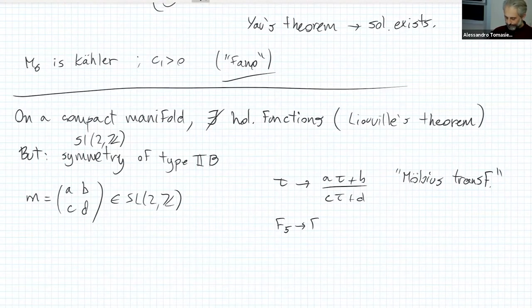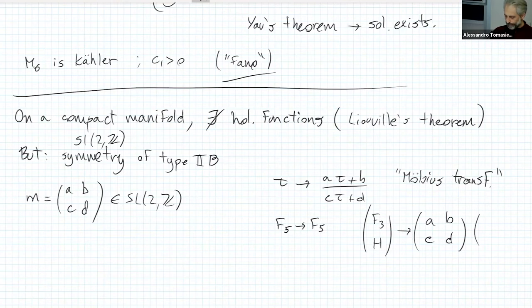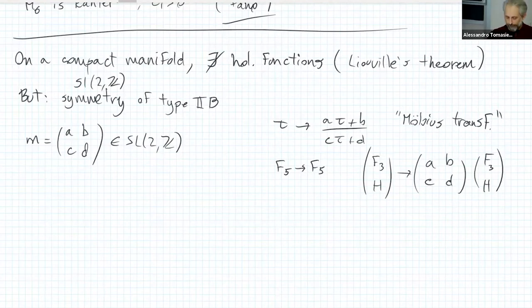F5 is left invariant. And the two-form fields that we have in the theory: in type IIA we don't have two-forms, but in type IIB we do, because the Ramond-Ramond form contains a two-form. And finally the metric. I'll give it in terms of the metric that we used for the action. One comment.